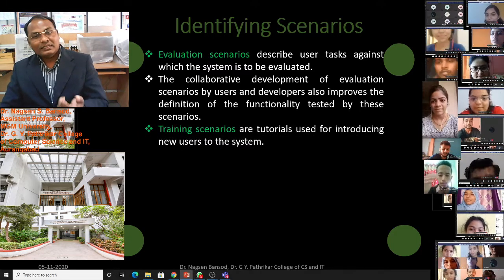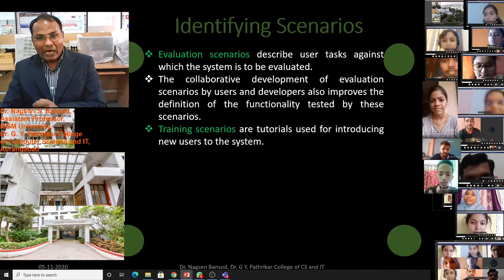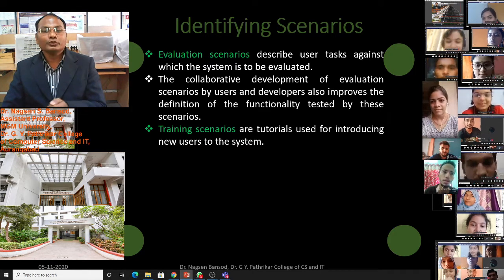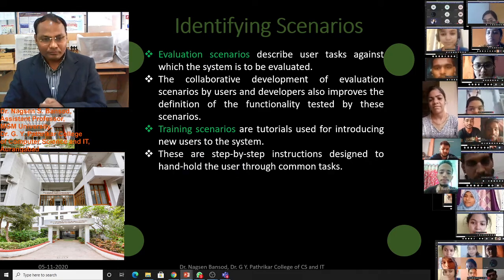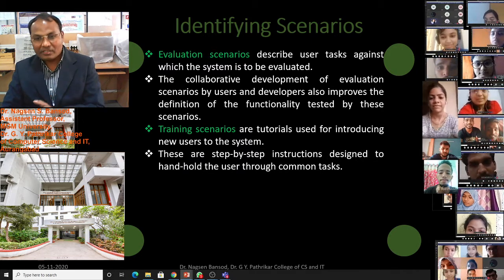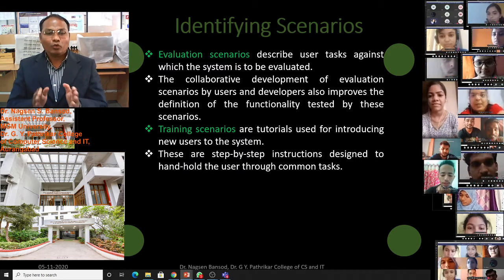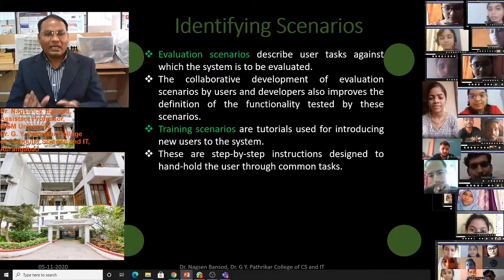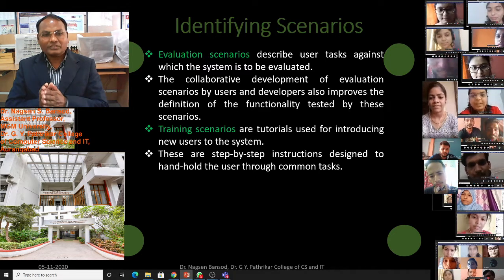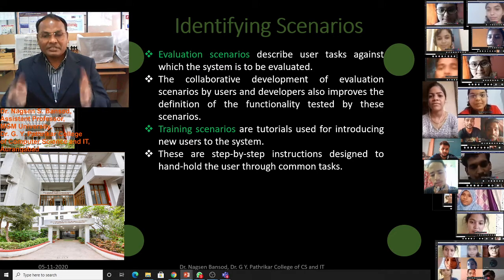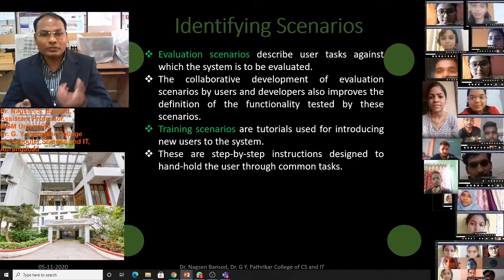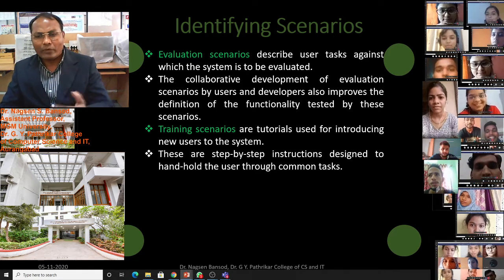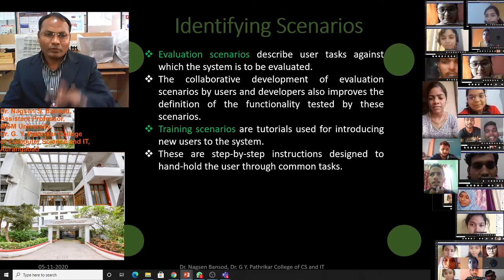Next one is the training scenario, or tutorial, used to introduce new users to the system. These are step-by-step instructions designed to handhold the user through common tasks. Training scenario means step-by-step instructions designed to handhold the user through the common task. Means a manual we have to provide. That is the training scenario.